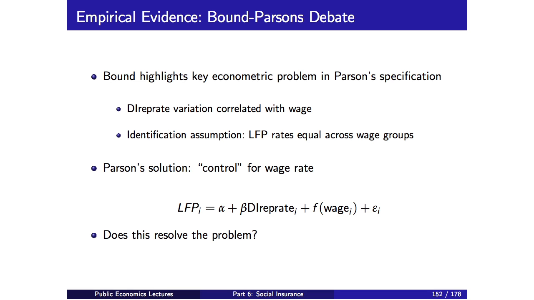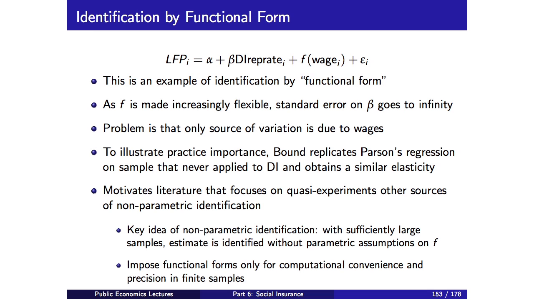So the Parsons response to that, and this is really the important point, is: let's control for the wage rate. Okay, so I'm willing to give you that wages might have a direct effect. So let me control for wages by including wages in this regression. And I think the key insight here, the key conceptual advance, is figuring out whether controlling for the wage in that way resolves the problem or not. Okay, and this comes to what we call identification by functional form, and what the problems are with identification by functional form.